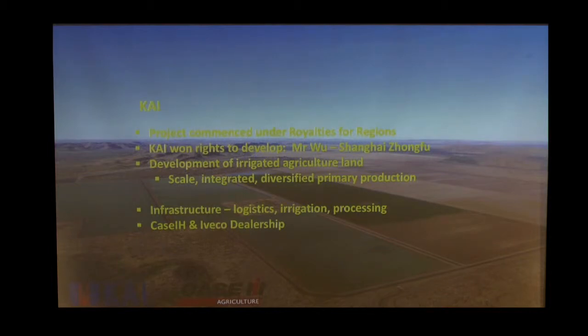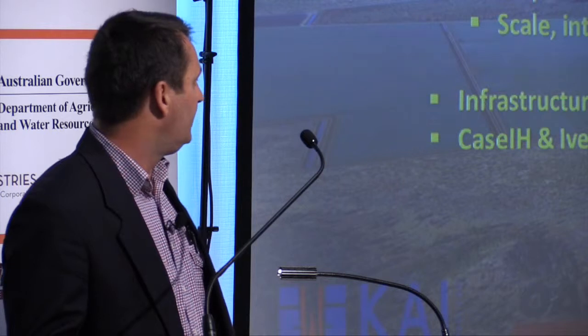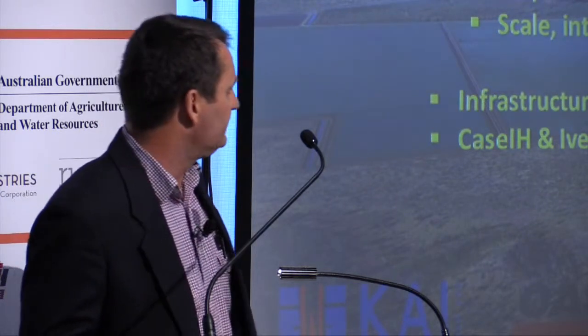Kai, and that's what we call Kimberley Ag Investment, came along, and I started with them from the very beginning. We wrote a bid to say, look, we'll develop that land, and here's our plan. Some of you will have heard the sugar plan. Things have changed, but I'll go through that in a minute. But fundamentally at the basis of all of it was really a scale, integrated, diversified primary production system. And that remains the case today, even though we might have moved from sugar a little bit.